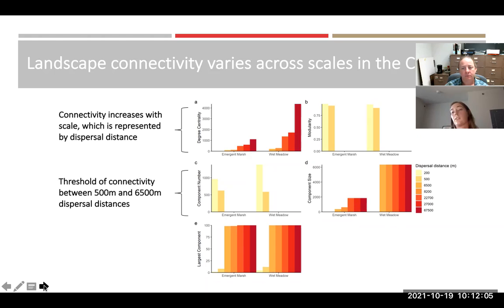So not only is there this increasing trend in scale, there appears to be this sort of key threshold between those two dispersal distances where the landscape really shifts from quite unconnected, reflected in that high modularity, the high number of components, to this really quite connected landscape where the number of components drops to about 0, and modularity also drops to about 0.